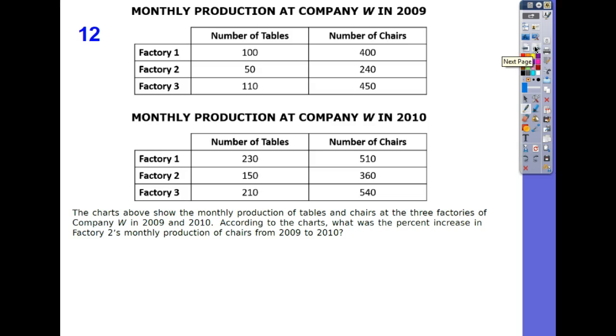The next one I need to look at is all the way over to problem number 12. We had some difficulties with almost anything that had a percent in it. So, according to the chart, what is the percent increase of factory 2 chairs from 2009 to 2010? So first of all, we need to find factory 2.